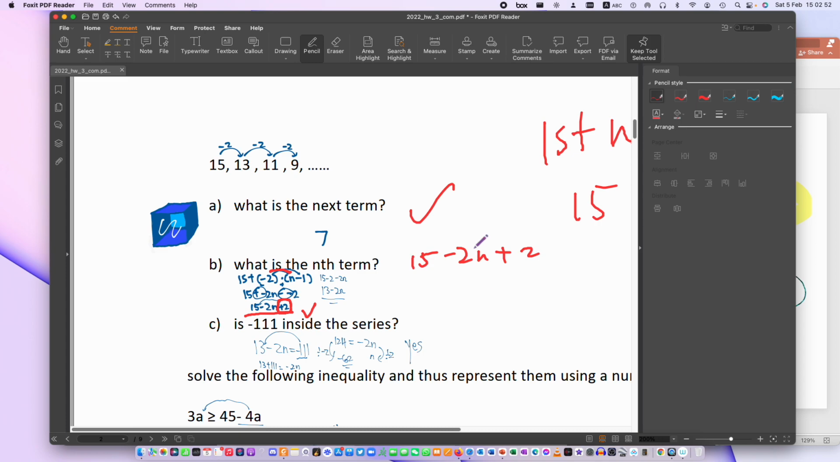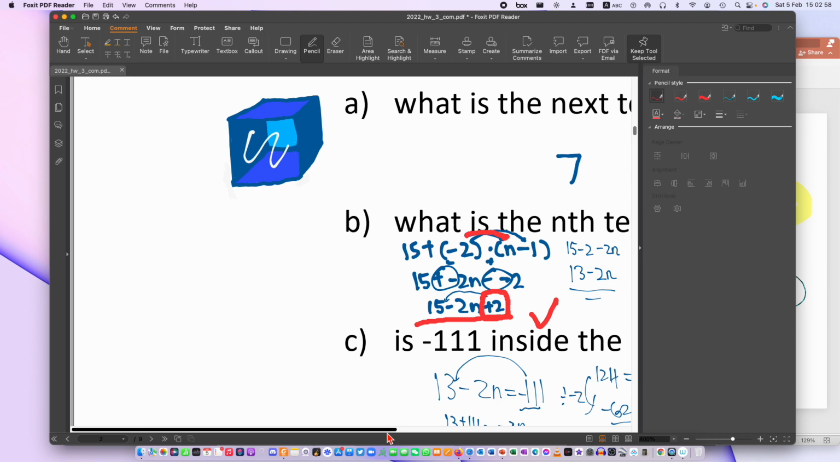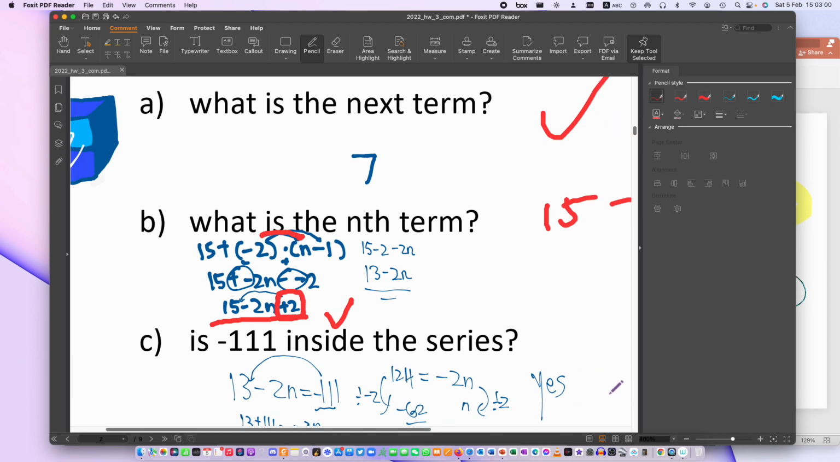Yeah, what's the answer after that? 17. 为什么是 17? So where was the mistake you made? I changed the sign. Why did you change the sign? When can you change the sign, and when can you not change the sign?